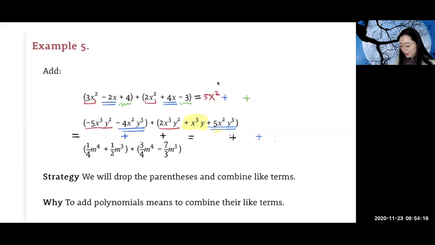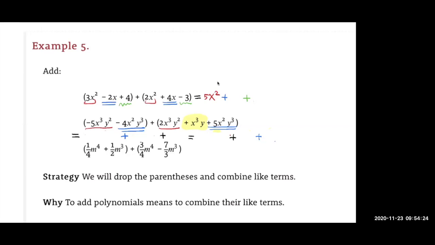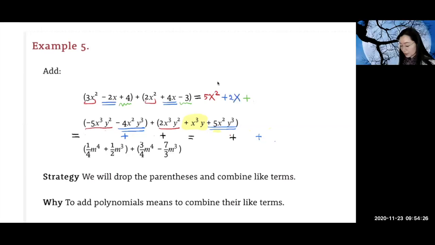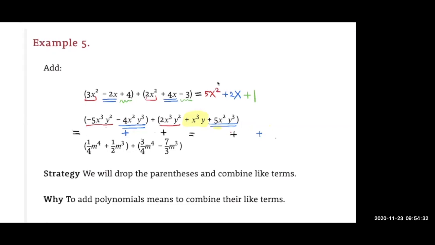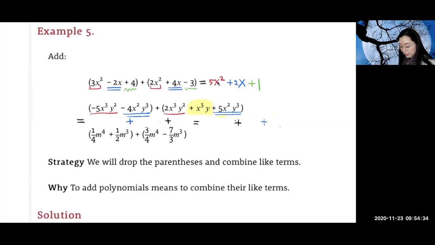Okay, and then combine these two, what do you get? 2x. Okay, so we got 2x. Combine these two, 1. Okay.